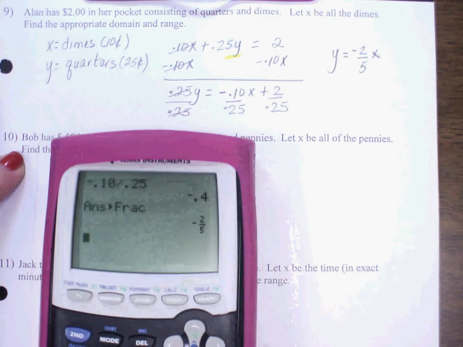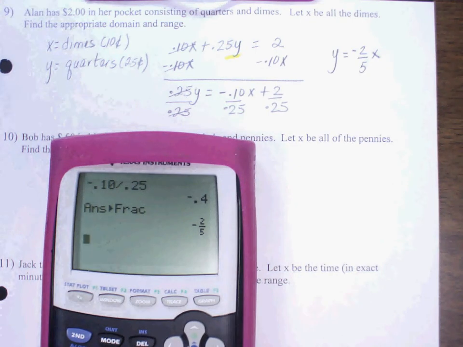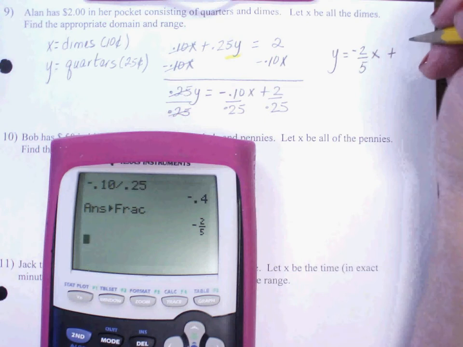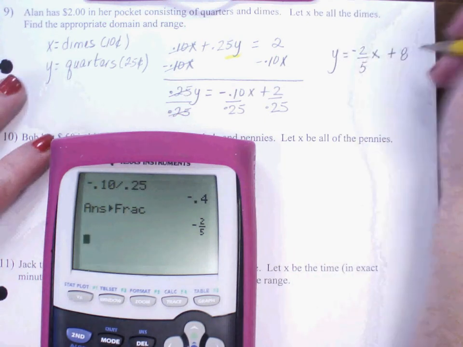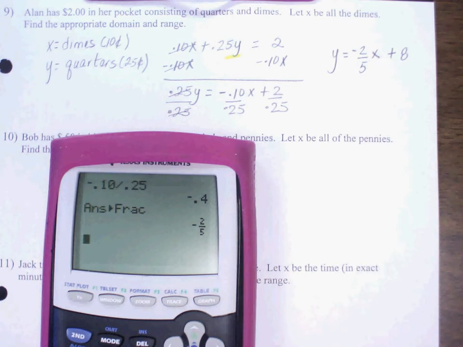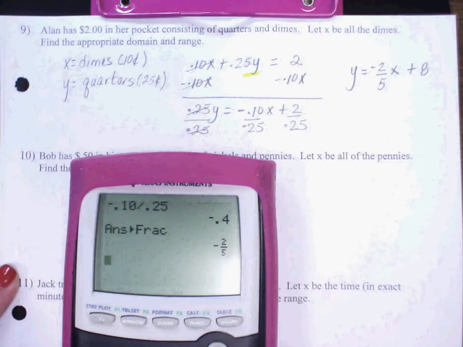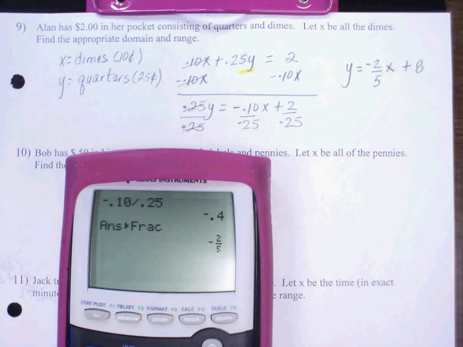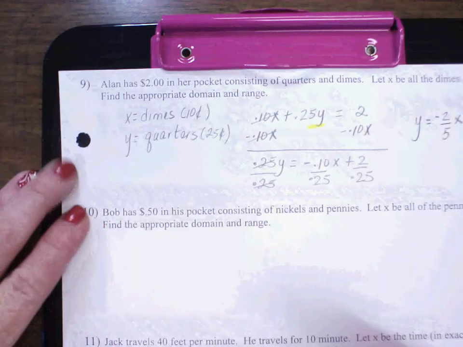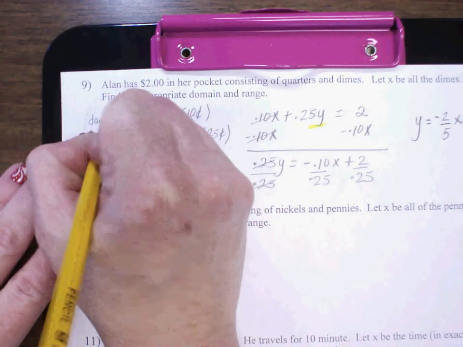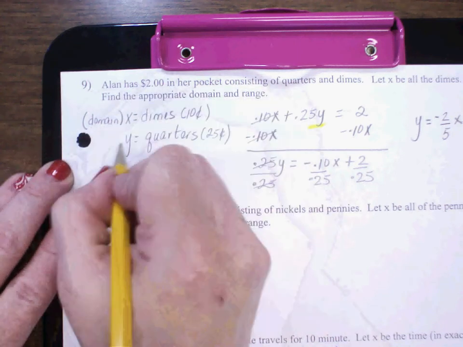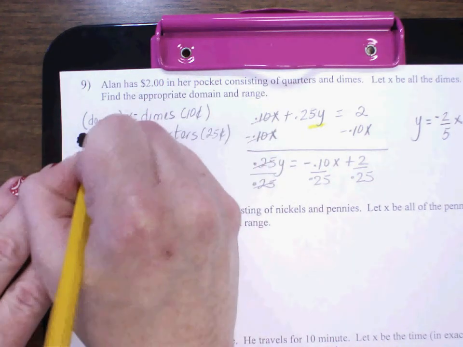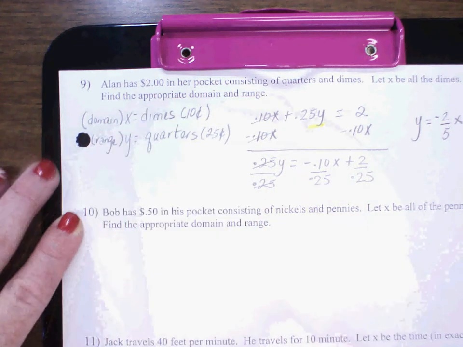And then what is 2 divided by 0.25? Or just think about how many quarters are in $2. In $1 there's 4, so in $2 there would be 8. So now I got my function, right? Now, we got to find out the appropriate domain and range, okay? Now, the domain will be your x's, right? Which are your dimes. And your range would be your quarters, which are your y's.